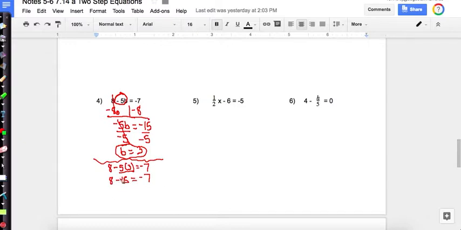We can do KCC because it's subtracting. And remember, when you're adding a negative and a positive, subtract and keep the sign of the most. So this side is negative 7, and this side is also negative 7. So it does, in fact, check.